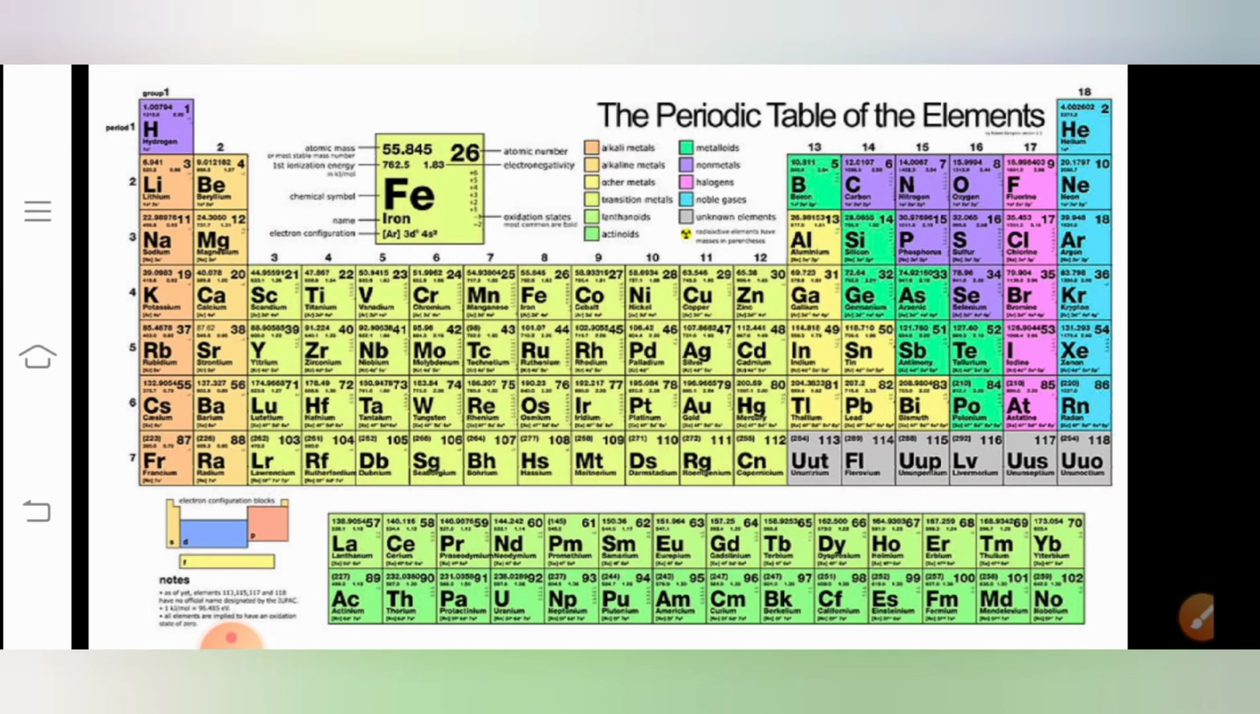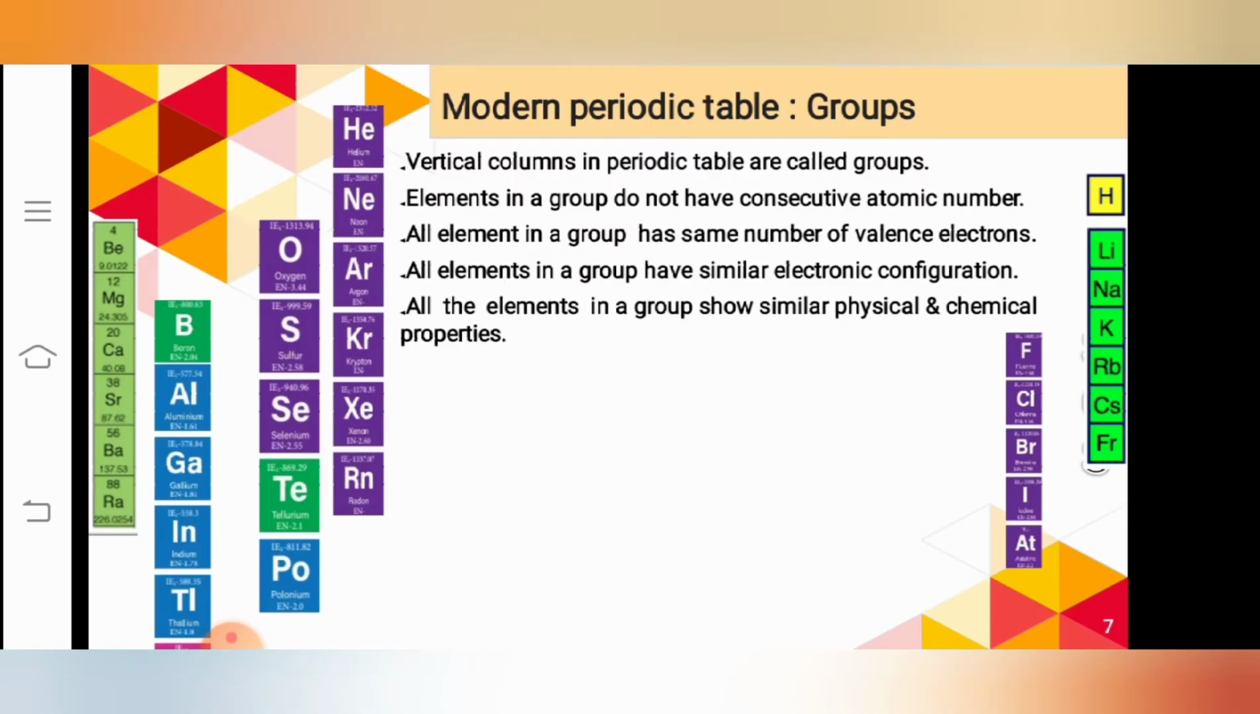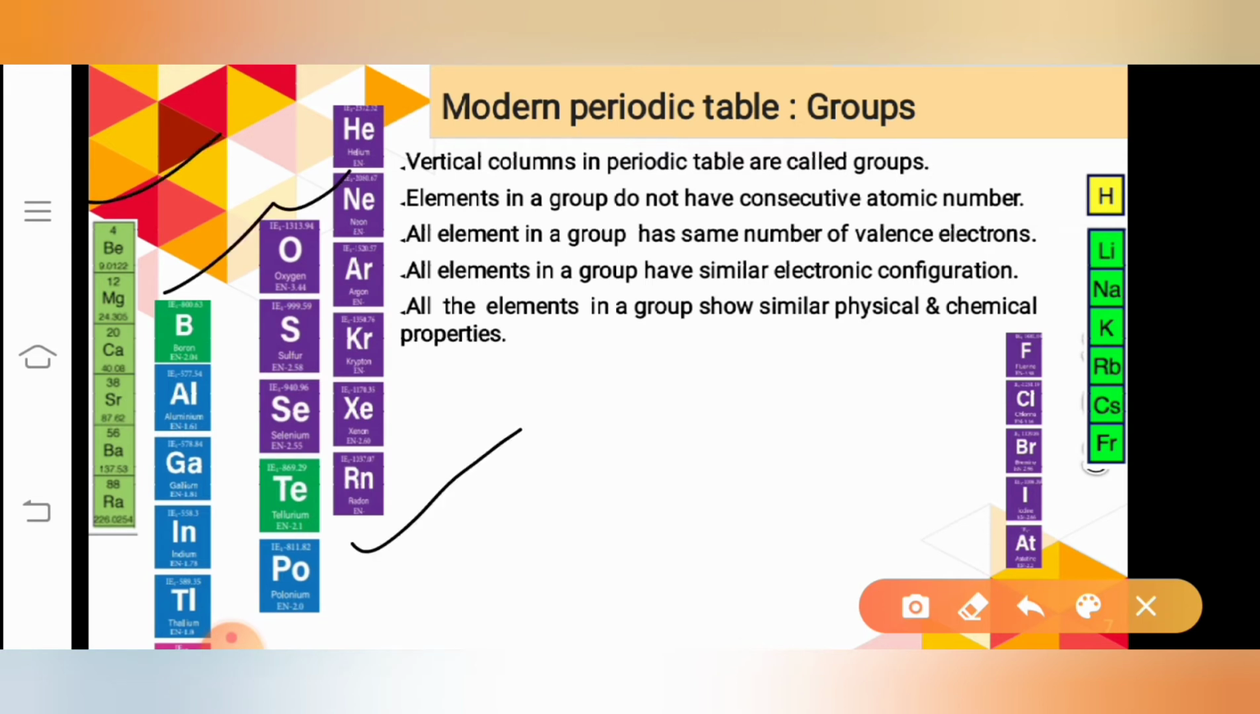So now let us understand in detail about groups. Till now we have understood about the periods, correct? So here are some groups. What are groups? Groups are the vertical columns present in the periodic table. They are called groups because, as I told you, they have similar chemical properties. And the groups do not have consecutive atomic numbers.